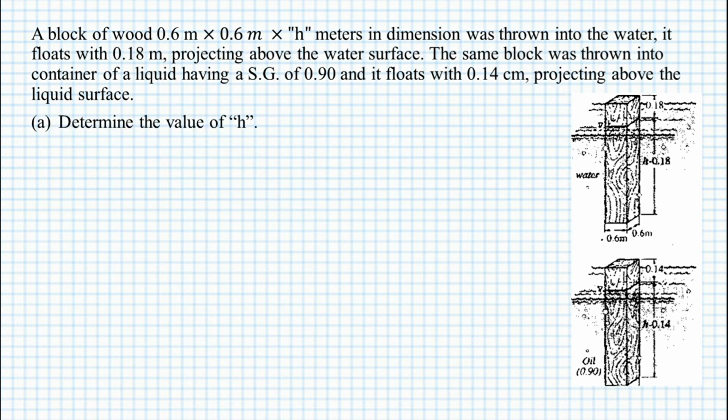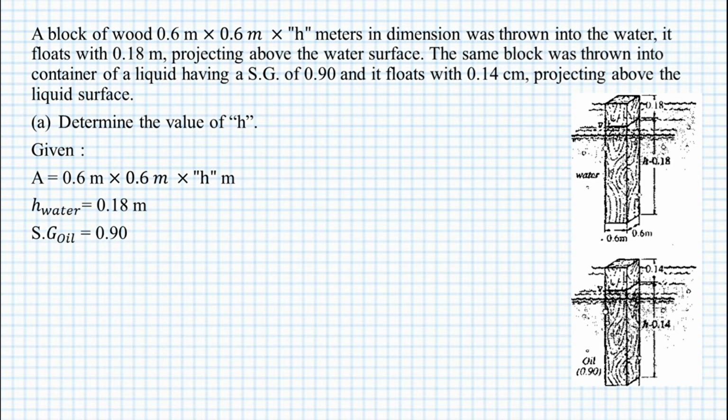The given values are 0.6 meter by 0.6 meter by h meters for the block, with the height projecting above the water equal to 0.18 meter, the specific gravity of the oil equal to 0.90, and the height projecting above the oil equal to 0.14 meter.